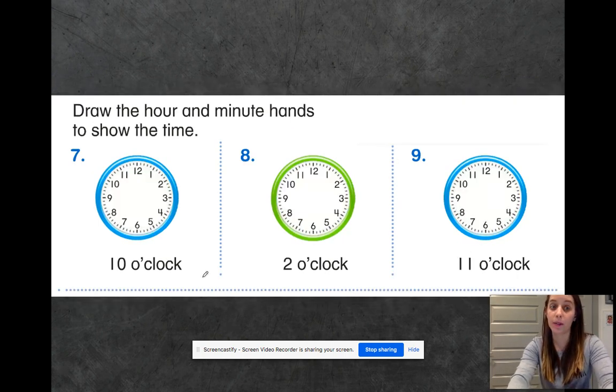Few more examples. It says to draw the hour and minute hands to show the time. So now we need to draw those 2 hands, one short and one long, to show what the time is.